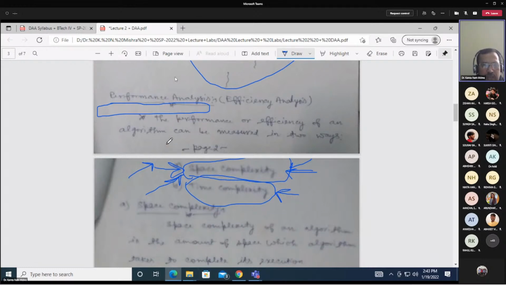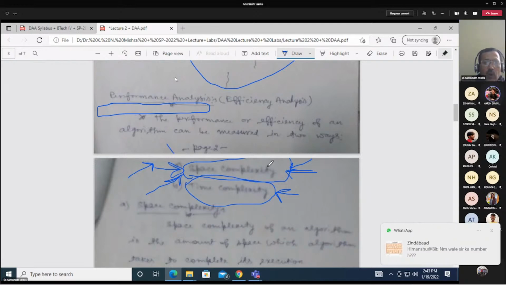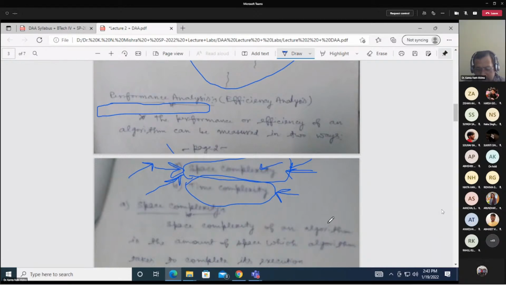So if you are using space complexity method, how will you know? The space consumption should be less. So 4 students have written 4 programs, and amount of space. So amount of space means what?